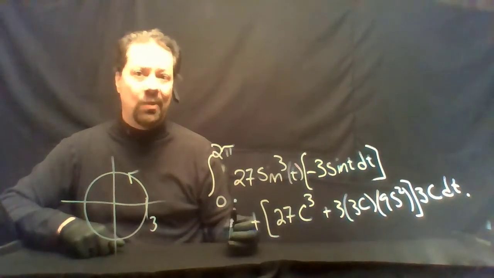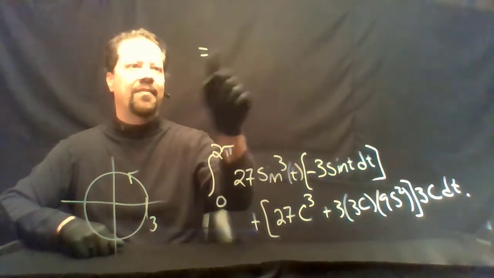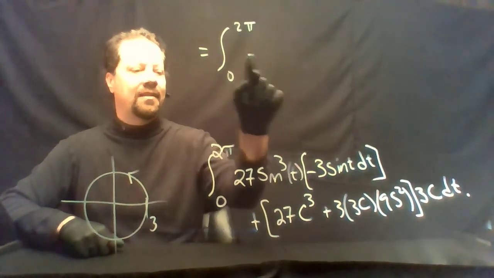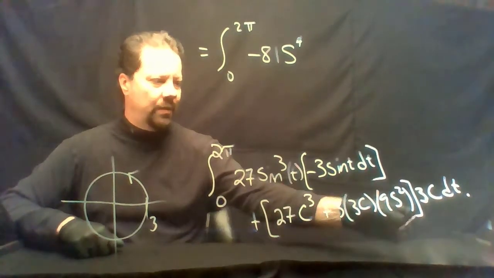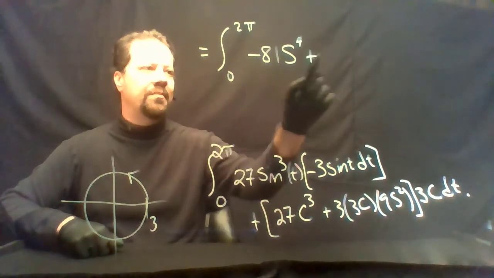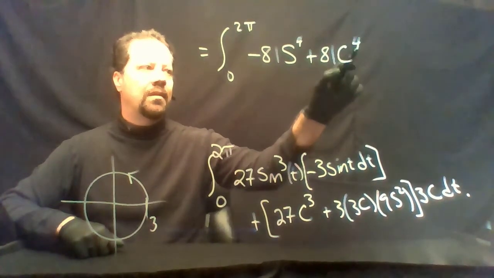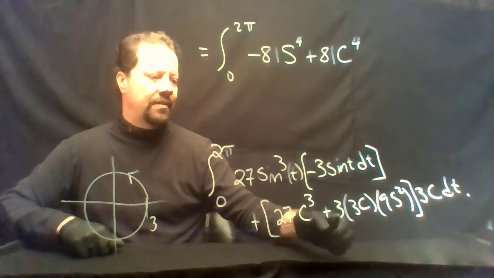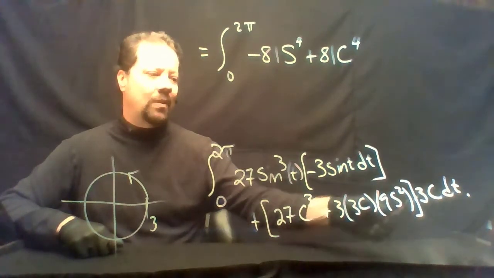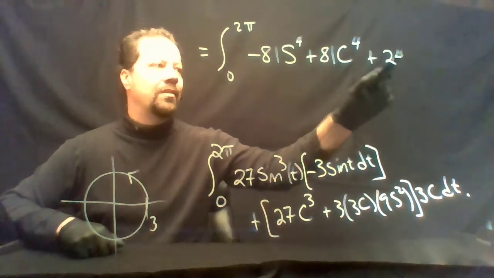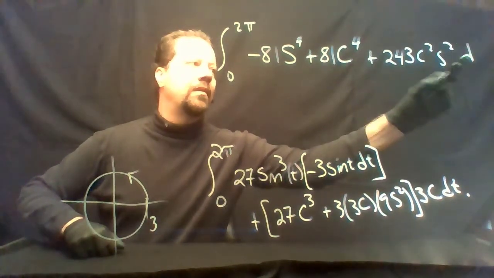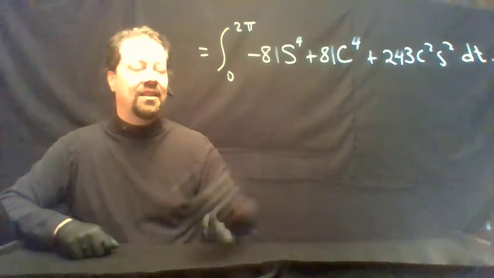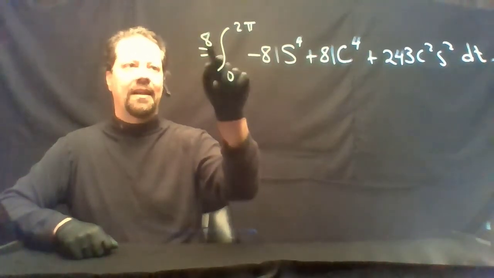27 times 9 is 81. We'll have an integral from 0 to 2 pi, negative 81 sine to the fourth. When we distribute, we'll have an 81 cosine to the fourth. We'll have 3 times 3 is 9, times 9 is 81, times 3 is 243. So we'll have plus 243 cosine squared sine squared, all times dt. We may, of course, factor 81 out of the whole thing.